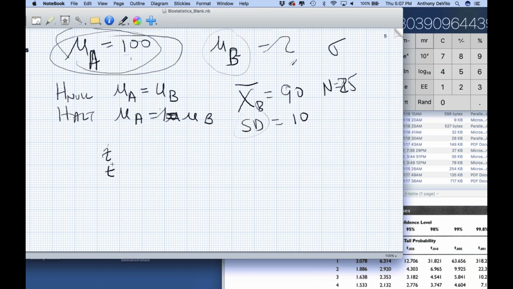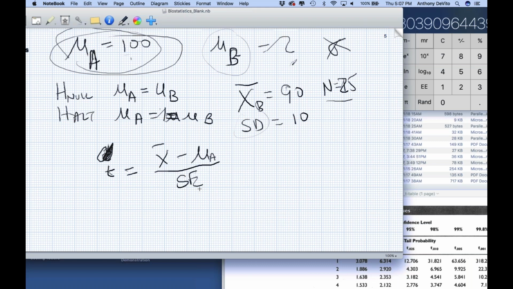Remember, z or t is really basically the number of standard deviations apart. So either z or t. In this case, since it's a small sample and I don't know sigma, I'm going to use t. So I'm going to calculate a t-score. And that t-score is going to be equal to the difference between the two means, my x bar, minus the mean of the population that's known, the known value, over the standard error.